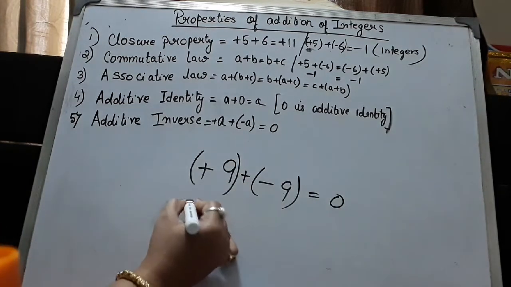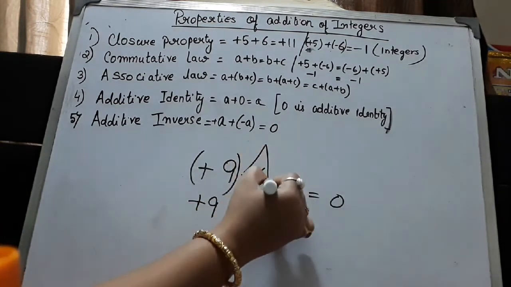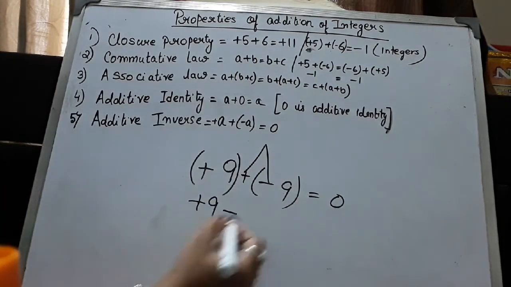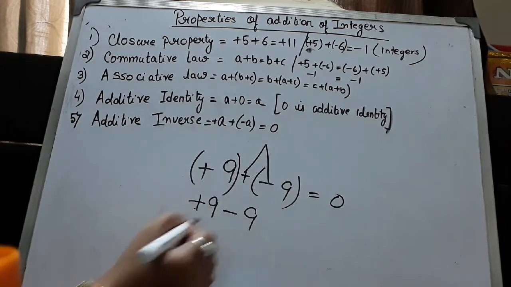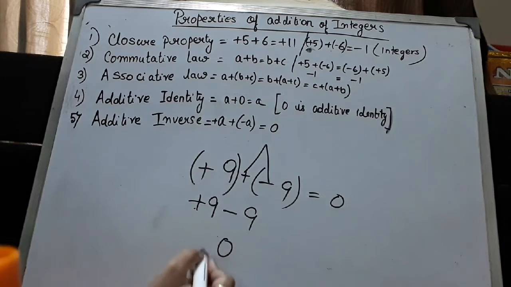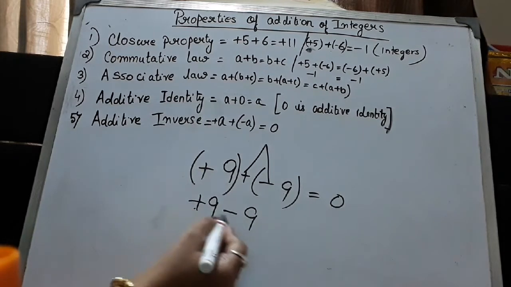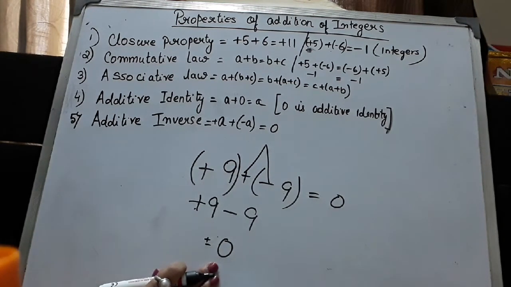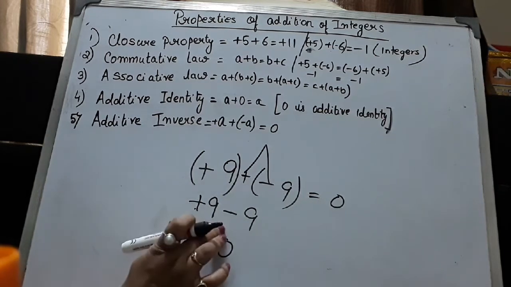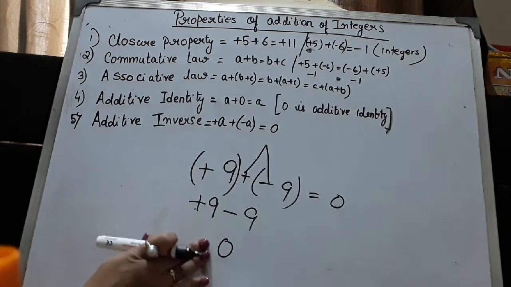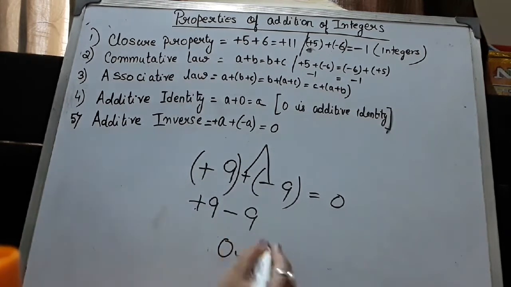How? Open the bracket. Plus 9 plus minus, think about the sign, plus minus minus 9. Now plus minus, you have to do minus. So 9 minus 9 is 0 and sign of the bigger digit. So both the digits are same. So you can put plus minus both, but since 0 doesn't carry any sign, we don't write any sign with 0. So your answer is 0.